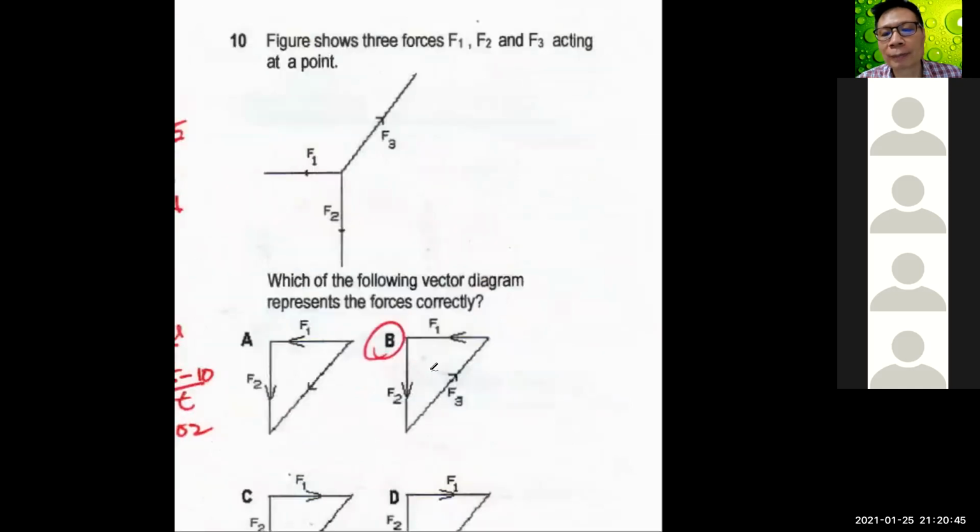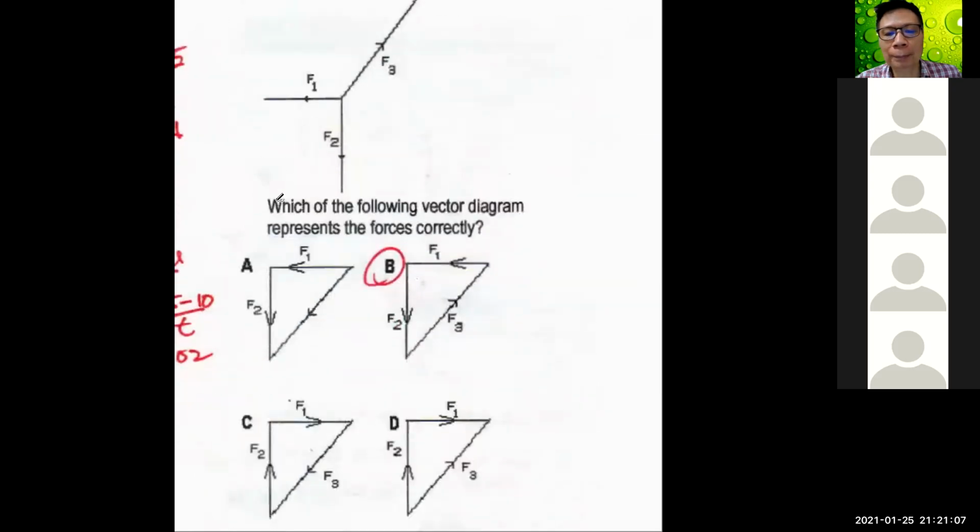B. This one join up in one direction. Okay, you see, F3 is here. F1 put it here, no? Direction same. Then F2. So this one join up in one direction. So the answer is B. 3 forces join up in one direction now.